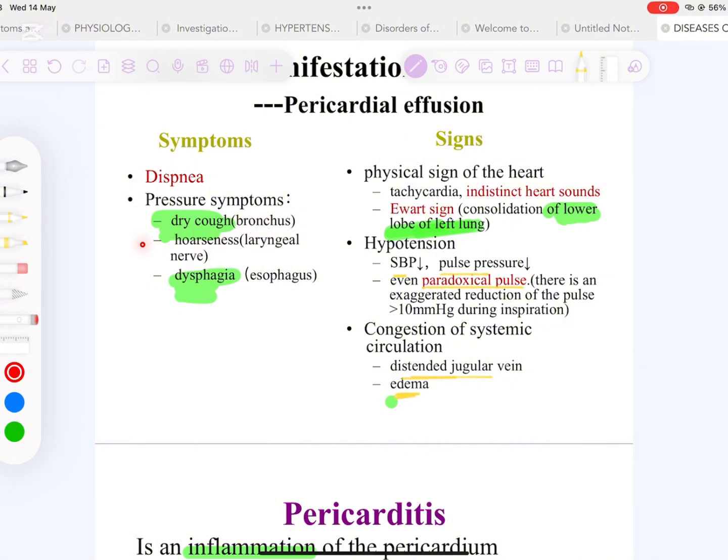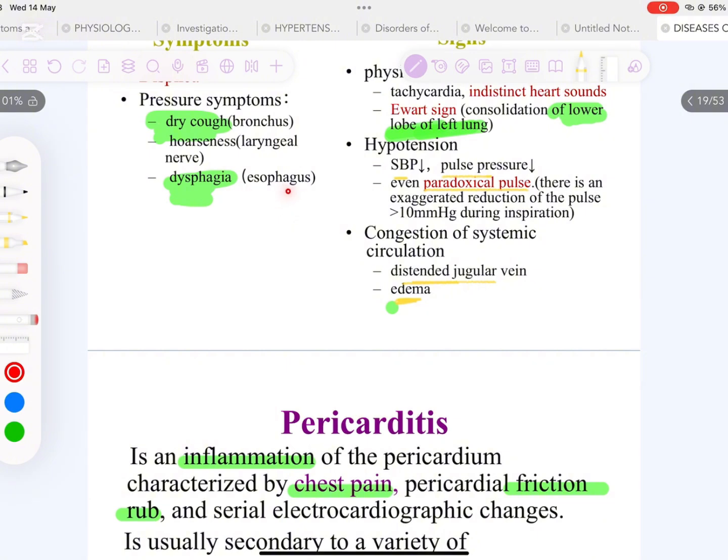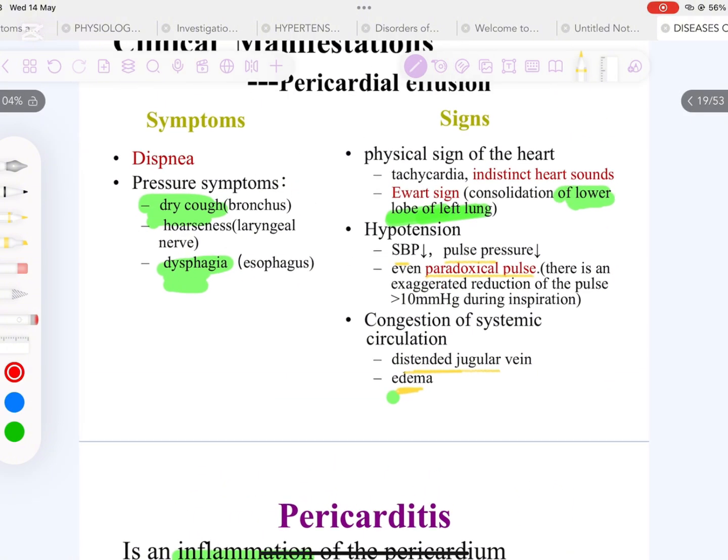So if it's compressing the bronchus, you'll be expecting dry cough. If it's compressing the laryngeal nerve that controls speech, you'll be expecting hoarseness of voice, that is, the voice is deep. You understand? And then if it's compressing the esophagus, you'll be expecting dysphagia, that is, the person cannot swallow easily.